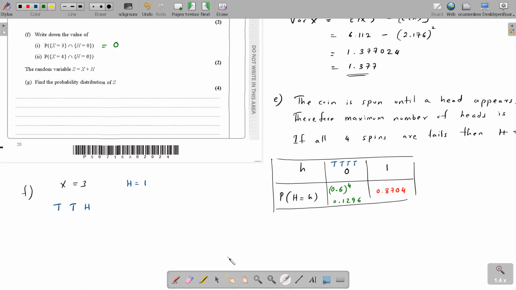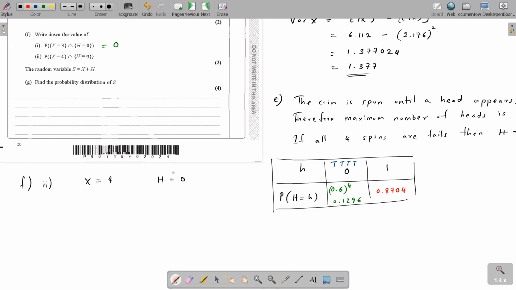That doesn't exist. Okay, then Roman numeral 1 is done. So this probability is 0. Now Roman numeral 2, part F: X equals 4 and H is 0.